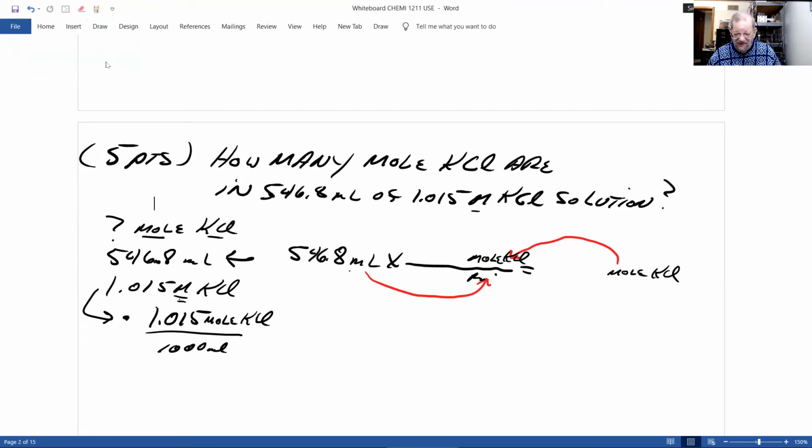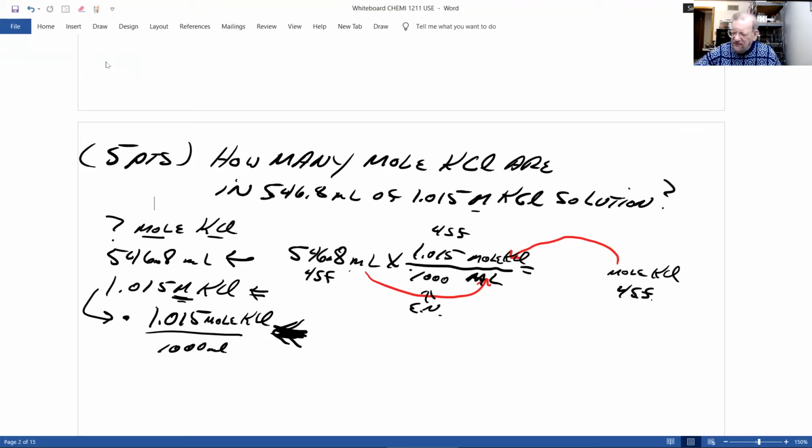And we're trying to get rid of milliliters. So that goes underneath. Where do we get these numbers? From here, knowing that this really means this. So it'd be 1.015 moles of KCl per 1,000 milliliters. If you notice, this is 4 significant figures. This is 4 significant figures. And this 1,000 is an exact number. So our answer should have not 3, but 4 significant figures.